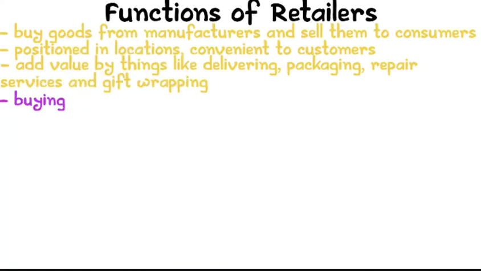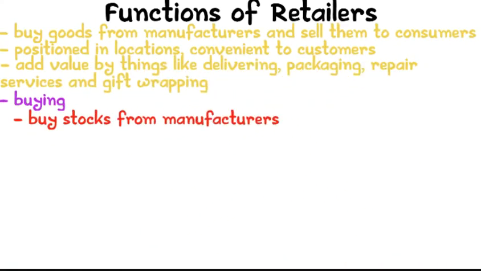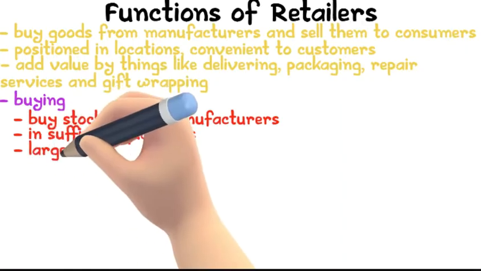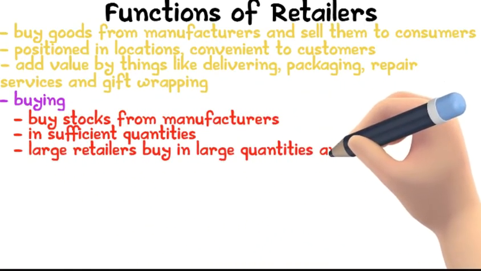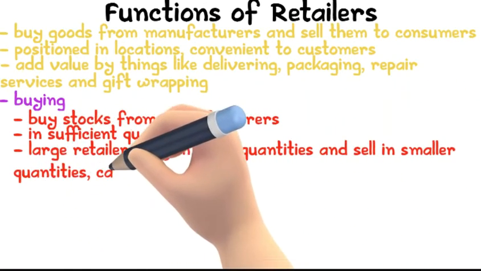Buying. Retailers have to buy stocks from manufacturers. This has to be in sufficient quantities to supply customers and not too much to have excess supply. Larger retailers buy large quantities of goods and sell them in smaller quantities. This is called bulk breaking.